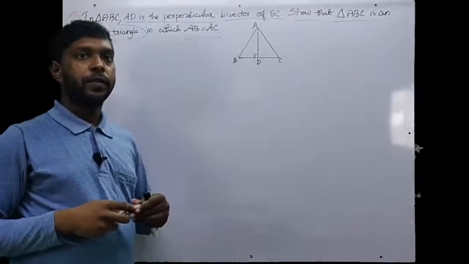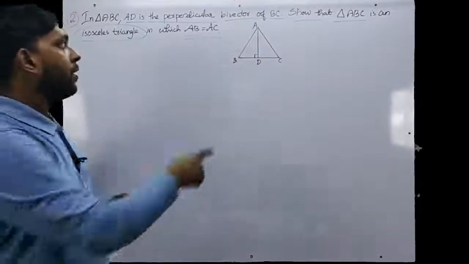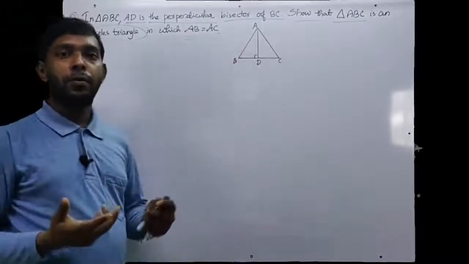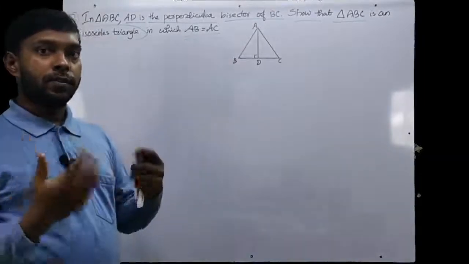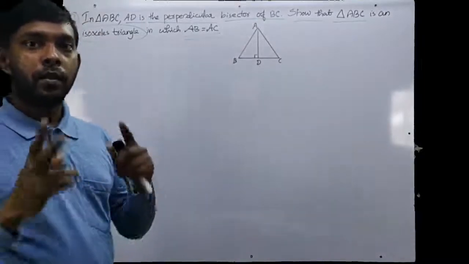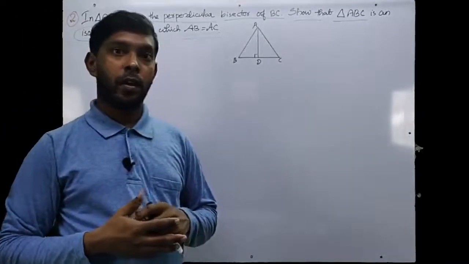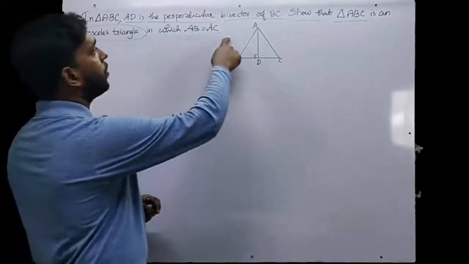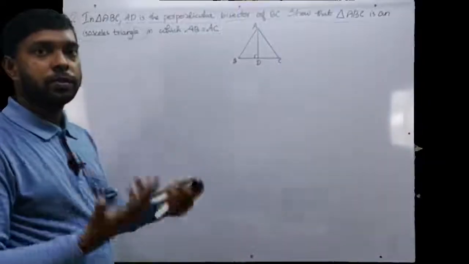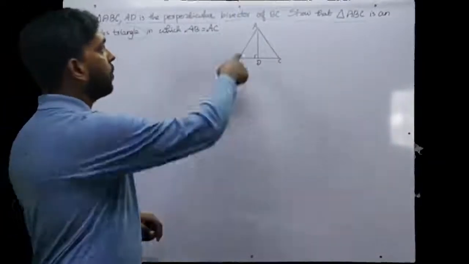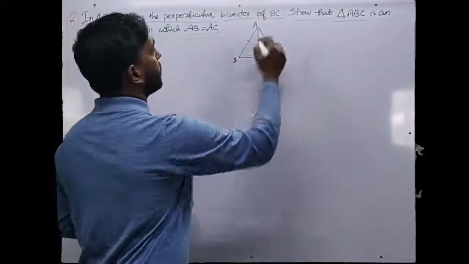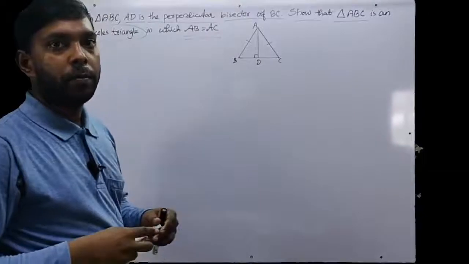So the question says that we have to prove that the triangle ABC is an isosceles triangle. If we have to prove that it is an isosceles triangle, we have to prove that any two sides of that triangle are equal, and in which AB is equal to AC. So the question very specifically asks us to prove that side AB is equal to AC. So let's see how we can prove that.